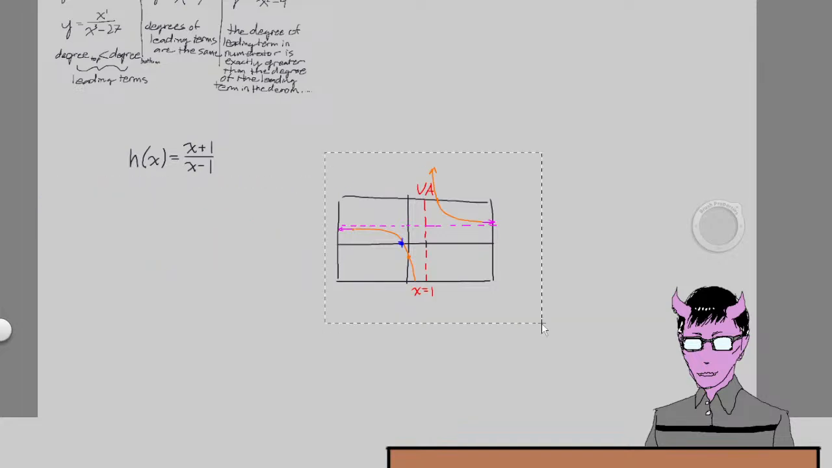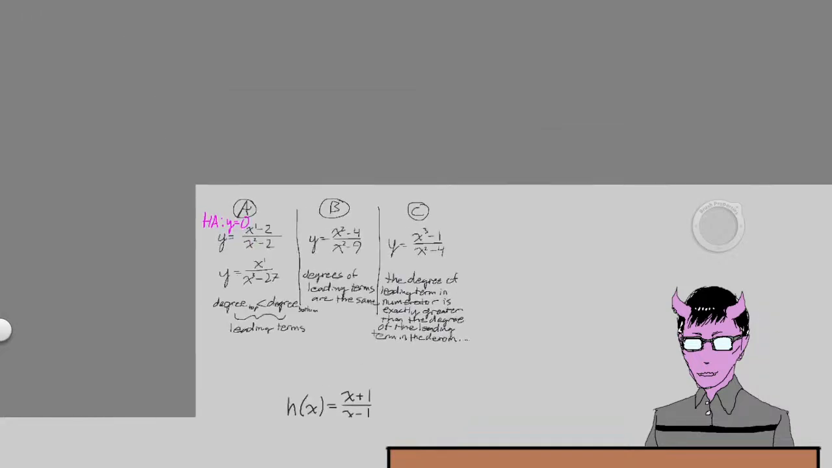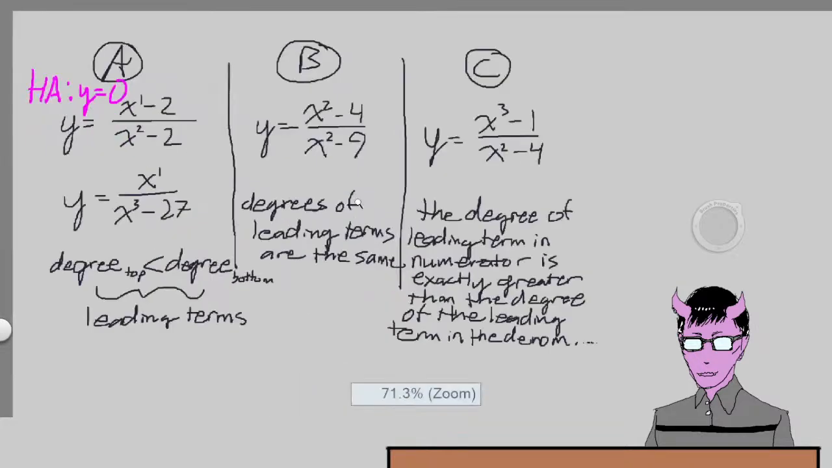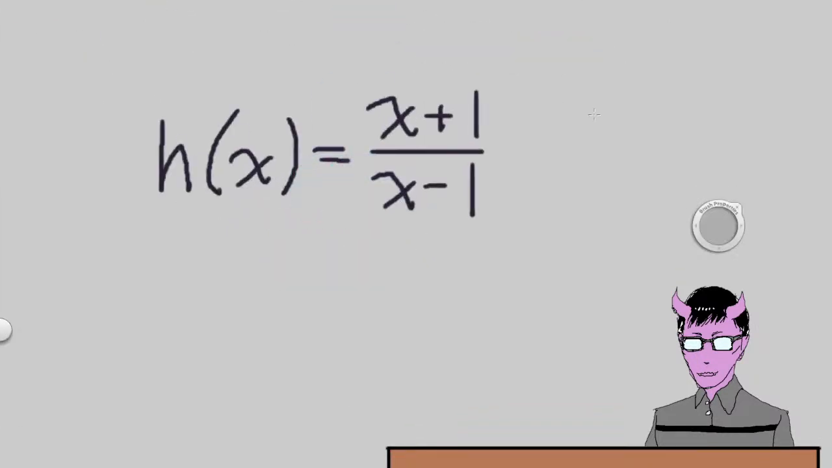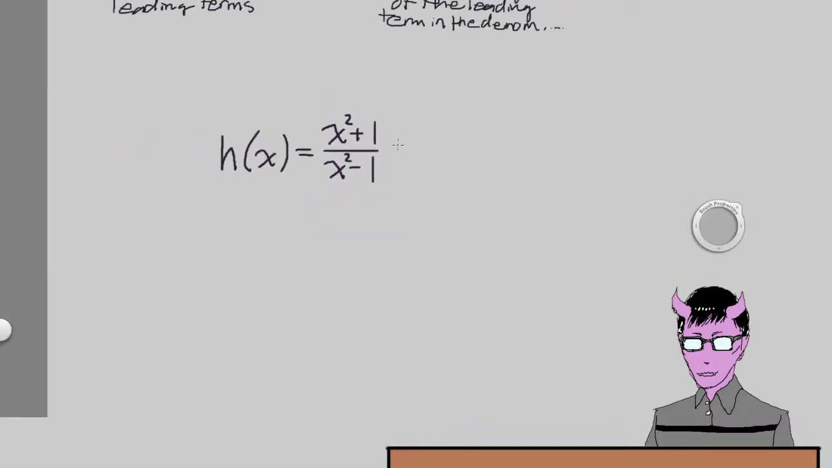So let us move on to the next scenario B. Let's make things a little more complicated. So let us put, what do we do? Let's put this one squared, and then we'll put this one as squared as well. Because again, for scenario B, the leading term degrees must match up. 2 matches 2. Alright. So what happens in this scenario?